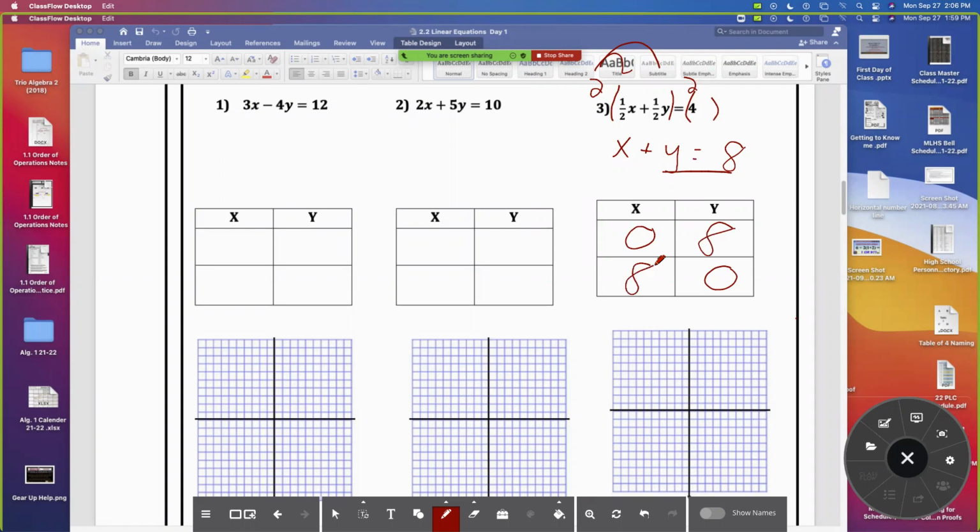Just gotta plot these points. 0 and 8 can be located right over here. So that's 8 and 0. And then 0 and 8 can be located right over there. And just like that, you have 2 points on a graph that you can draw a line through that represents every ordered pair of that equation.